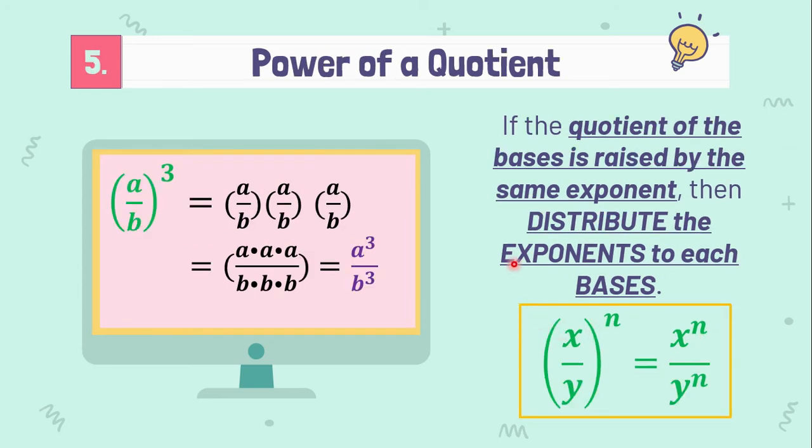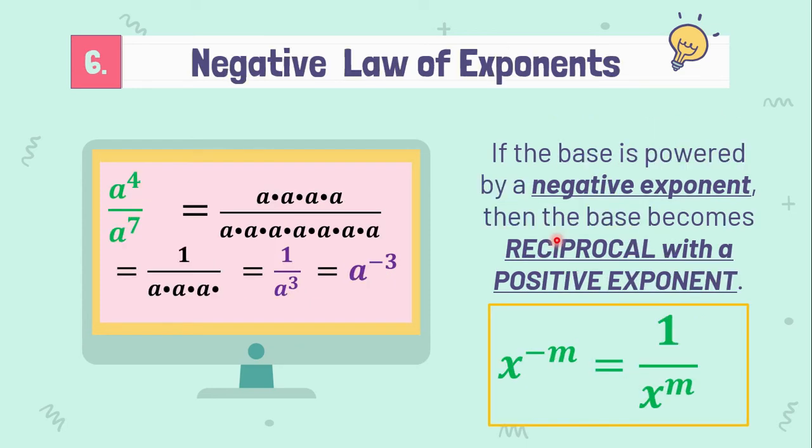Number 5, power of a quotient. If the quotient of the bases is raised by the same exponent, then distribute the exponent to each base. For example, quantity x over y raised to n will be equal to x raised to n over y raised to n.